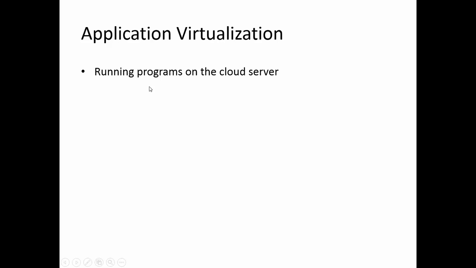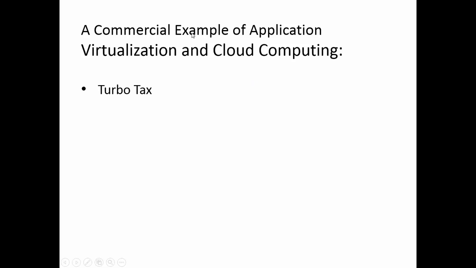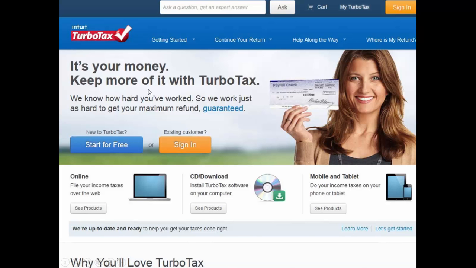Application virtualization is an example of running programs on a cloud server as opposed to simply saving files up to the hard disk on a cloud server. And a commercial example of application virtualization and cloud computing is TurboTax. TurboTax is a program that helps you calculate your taxes. And one thing that you can do is download the DVD and install it onto your own computer, or you can just connect directly to TurboTax's cloud server and do your taxes on TurboTax's cloud server.